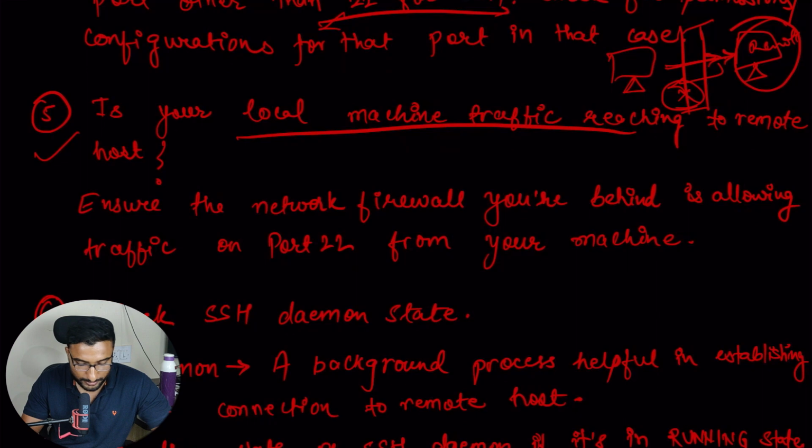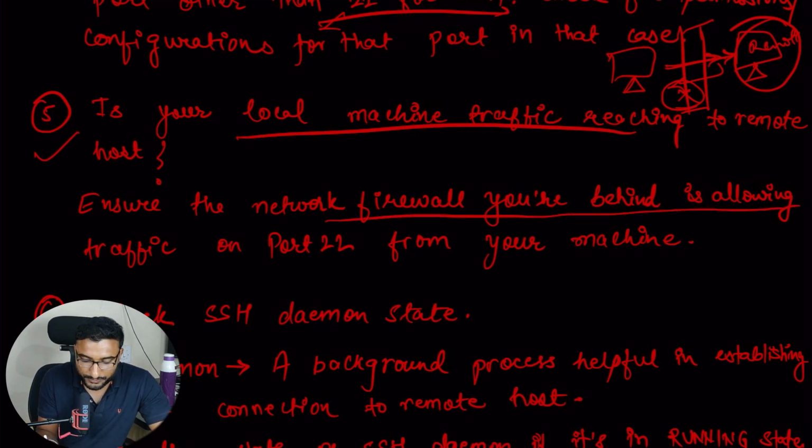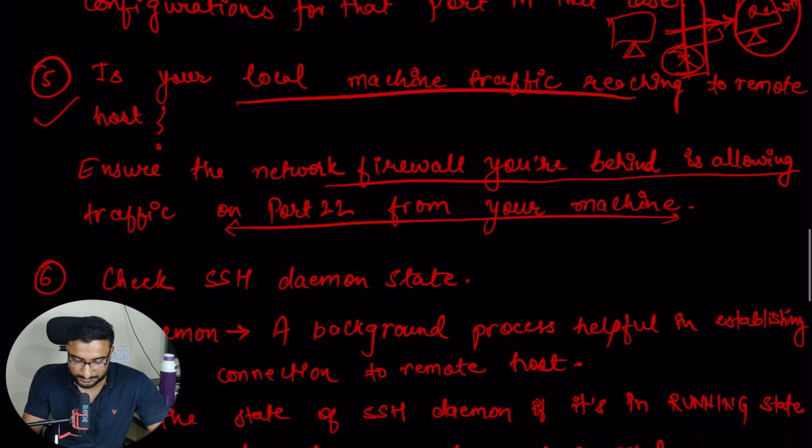But once we are sure that we have a proper internet connection, or you're able to access the public internet or anything on the internet, then you have to check that the network firewall you are behind is allowing traffic on port number 22 from your local machine.